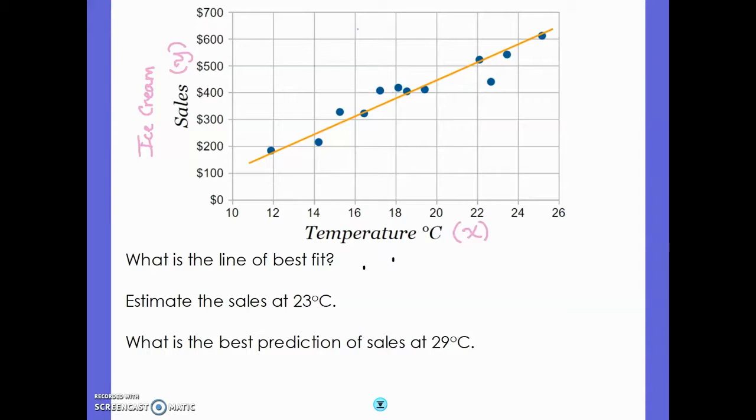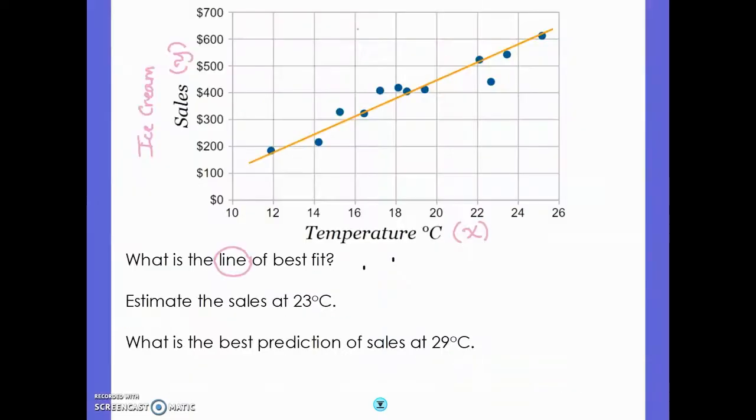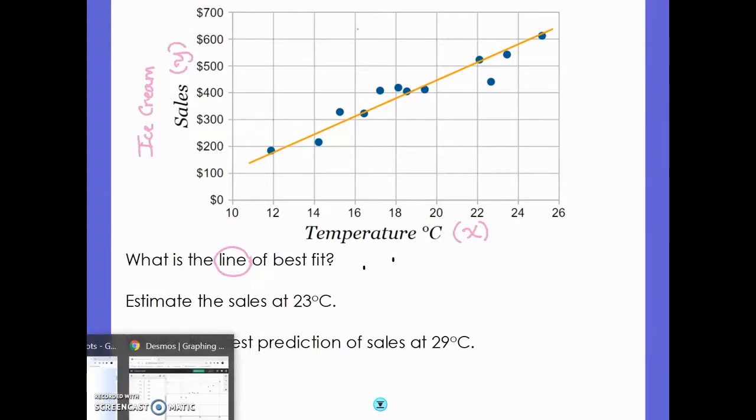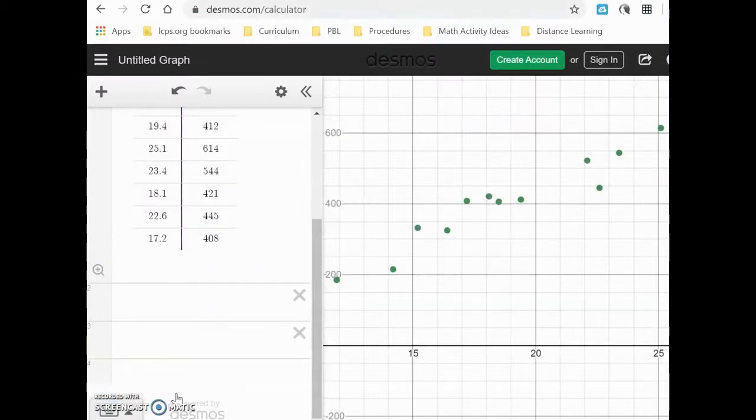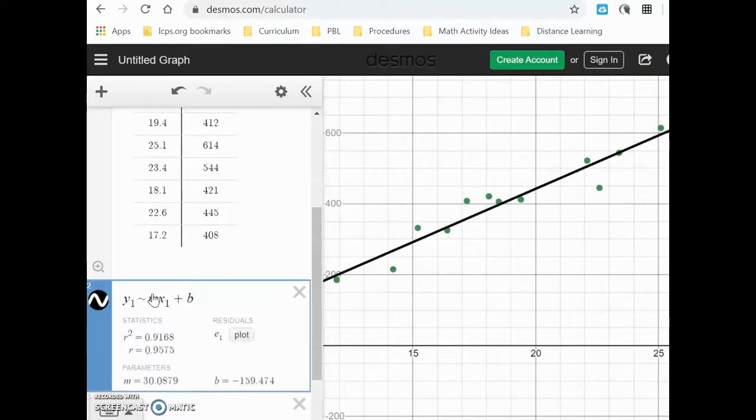So right away, I'm definitely going to have a line of best fit. There's no curve to my data. There's no increase and decrease like quadratic back here, and there's no change in the steepness. It's moving at a constant rate and makes a perfect line, not a curve. So what I do is go to Desmos, where I have my data all in here, and I type in that exact equation I was talking about: y sub 1 is approximately m times x sub 1 plus b. Awesome. That's going to give me this line here.